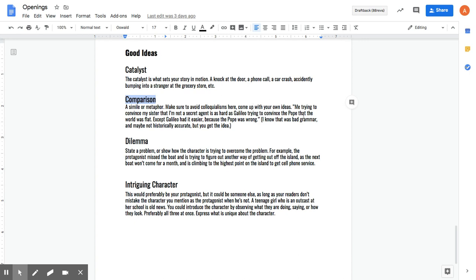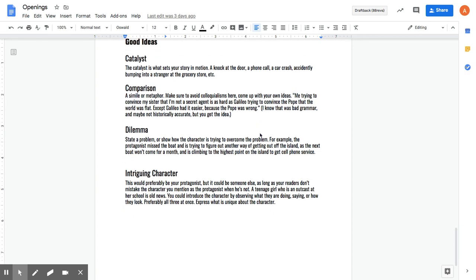A comparison. So, me trying to convince my sister that I'm a secret agent is as hard as Galileo trying to convince the Pope that the world was flat. Except Galileo had it easier because the Pope was wrong. So, a comparison between your situation and something that lots of people know about.